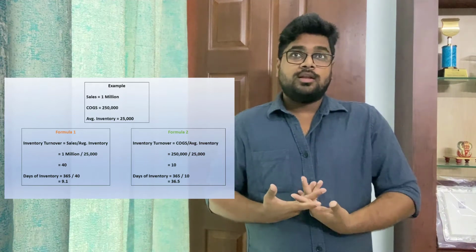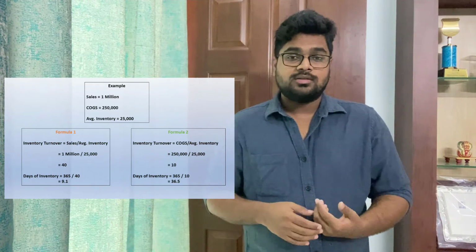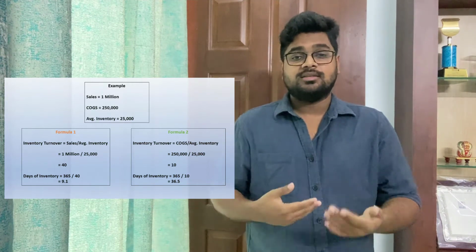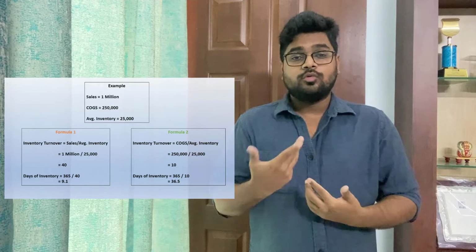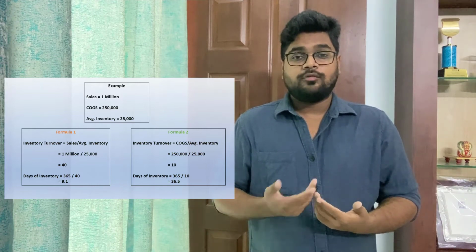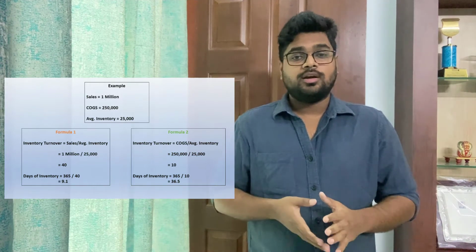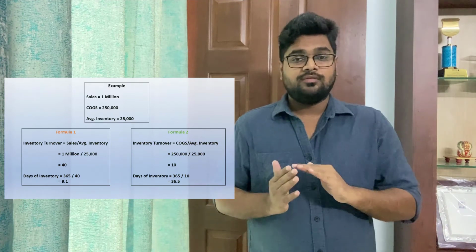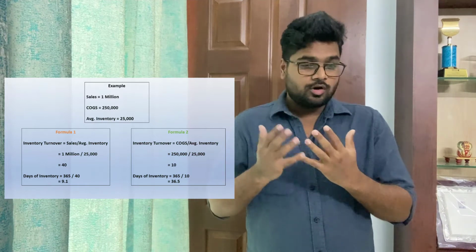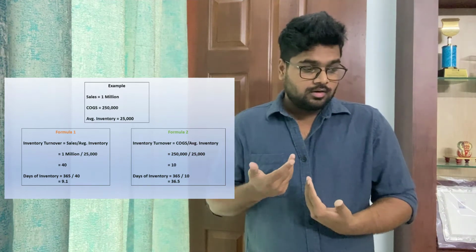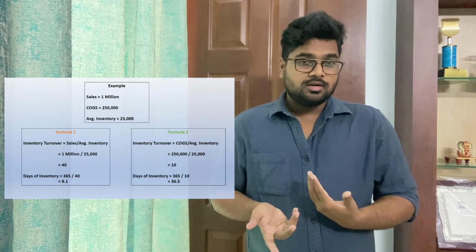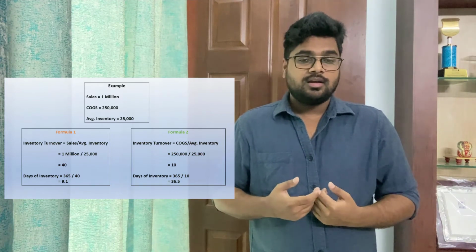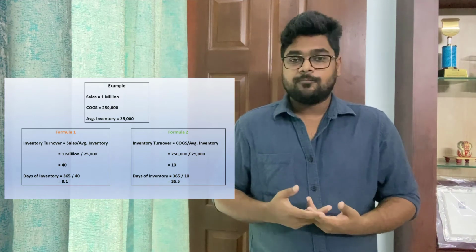Now, there's another formula that can further be derived from this that gives you the days of inventory. That's basically how many days it takes for you to sell that particular amount of inventory. For that, once you have calculated your inventory turnover, you simply divide 365 by it. So 365 divided by 40 will give you around 9.1 days, and by the other formula, 365 divided by 10 will give you 36.5 days.